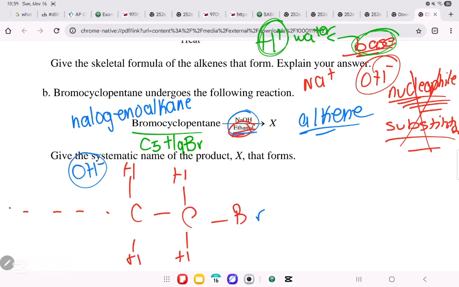OH minus comes to any other carbon without the Br, but that's close to it, right? So that means OH minus will come here. It will grab the hydrogen. It's like, come with me. We'll make water. They made water. Now this wants to form what? Wants to form a double bond. But in order to form a double bond, it needs one more single bond from where? From this carbon over here.